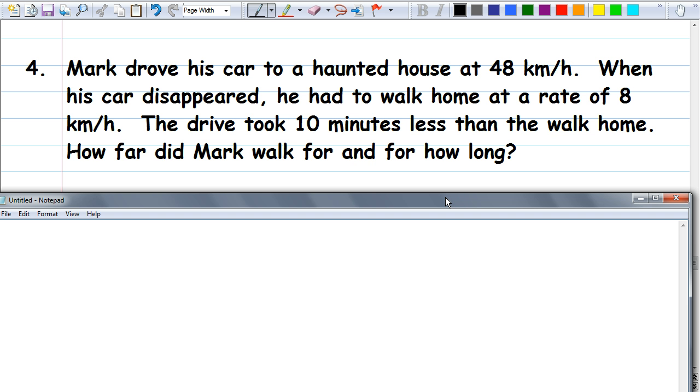Mark drove his car to a haunted house at 4.8 kilometers an hour. When his car disappeared, he had to walk home at a rate of 0.8 kilometers an hour. The drive took 10 minutes less than the walk home. How far did Mark walk for and for how long?